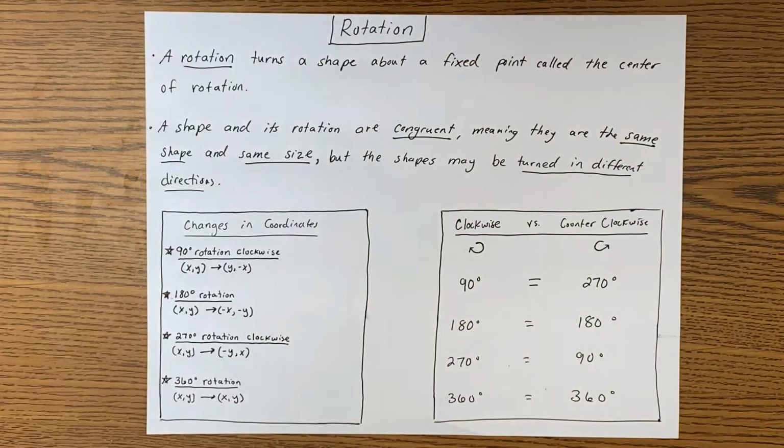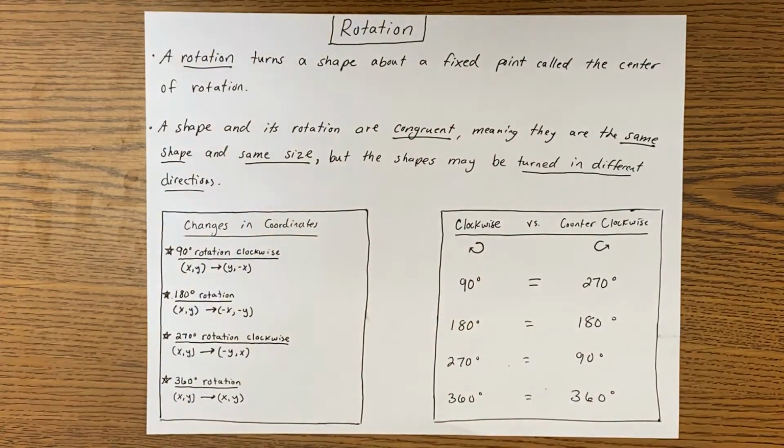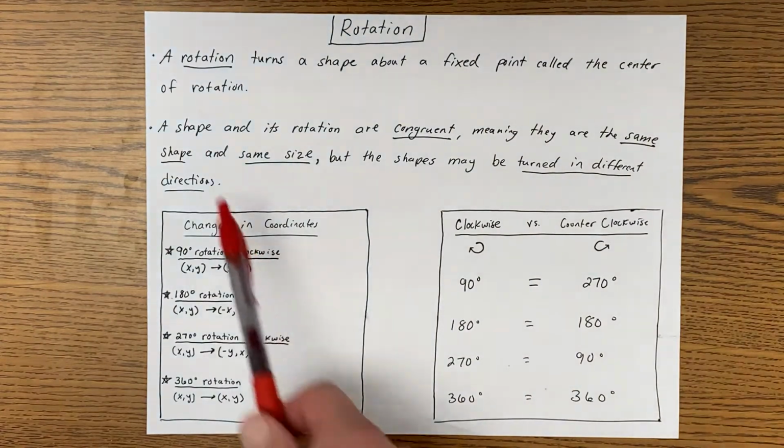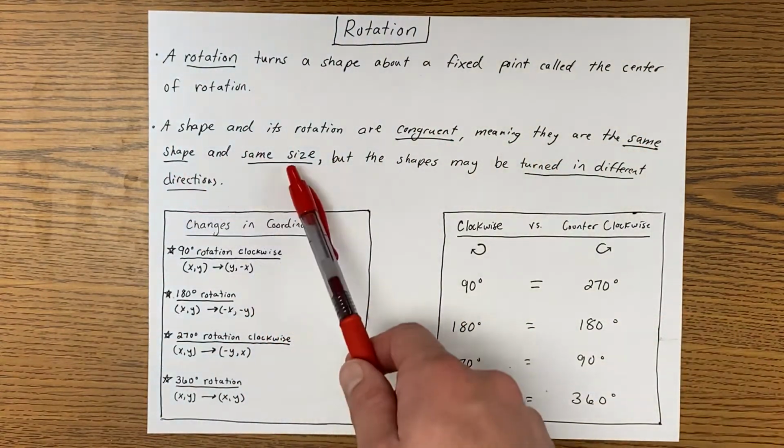In this video, we're going to look at rotations. A rotation turns a shape about a fixed point called the center of rotation. Most often, that center of rotation is the origin. A shape and its rotation are congruent, meaning they are the same shape and the same size.